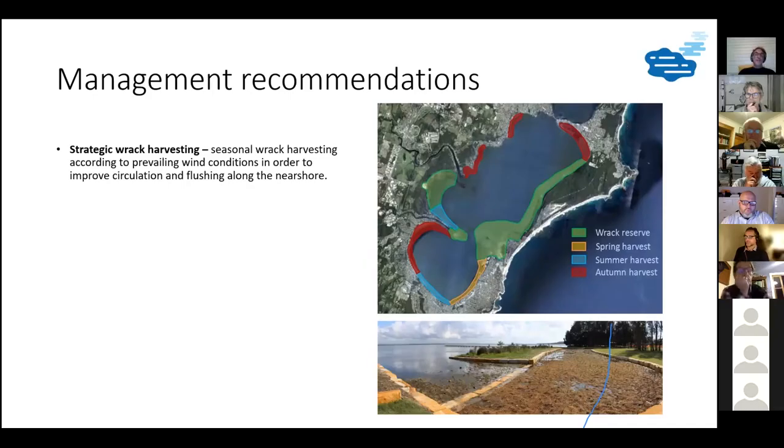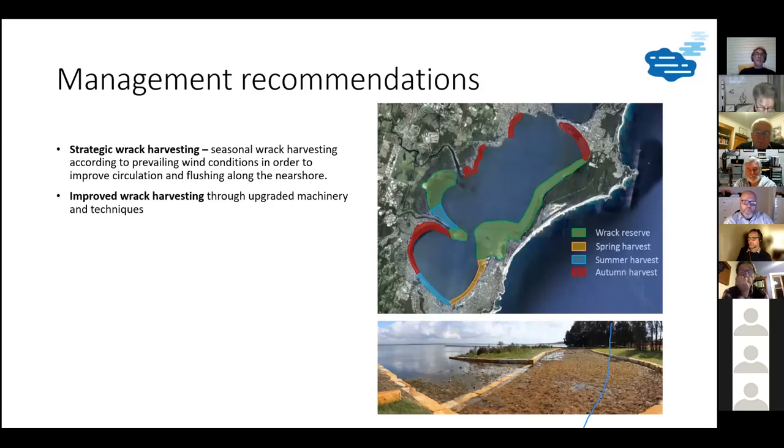So the idea here is to work with nature and work with the climate or the seasonal variation in winds to improve the circulation and flushing along that nearshore zone, so we move that nutrient-rich stormwater into the lake basin where it becomes diluted. Improve rack harvesting methods and explore new methods through upgraded machinery and innovative techniques to clear the rack more efficiently and rapidly.